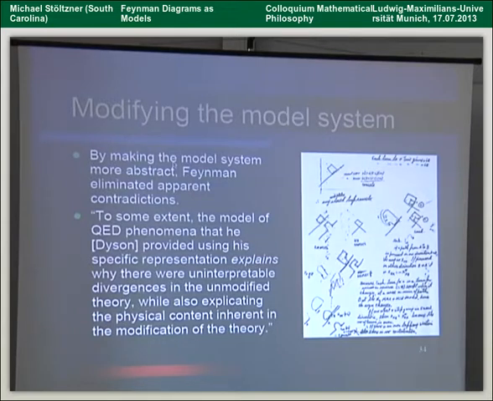Okay, so by making the model system more abstract, Feynman could now eliminate apparent contradiction, and to some extent, that's still Wüthrich: the QED phenomena that Dyson provided using his specific representation explains why there were uninterpretable divergences in the unmodified theory, while also explicating the physical content inherent in the modification of the theory. And here you see Feynman sort of playing with the diagrams, those are Feynman diagrams before Feynman diagrams. Okay, so Dyson rules explain what works and what's not working in building up the model. So they are like building rules.